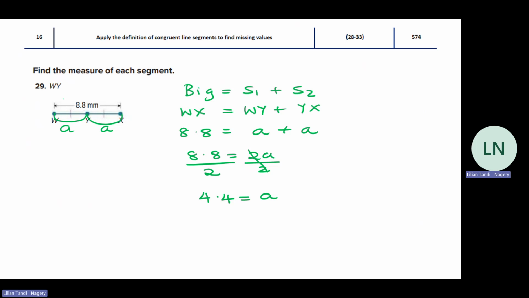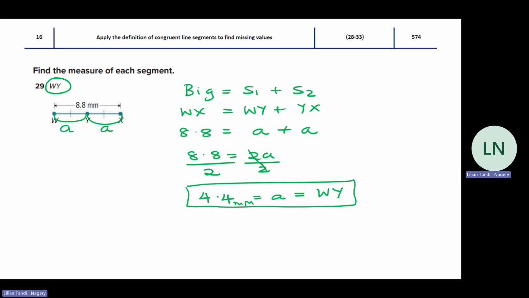Okay? Then I go back to my question. It wants WY. WY is also A, so I will put here WY. So this is my answer, and I need units. My units is millimeter. Millimeter, and then equal A. Move A a little bit here, like that.